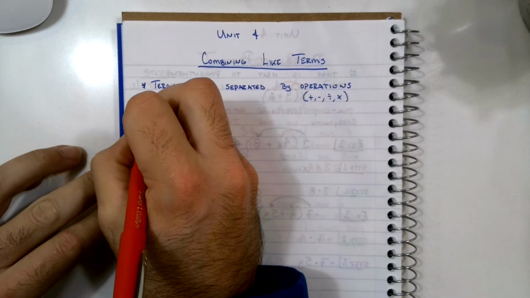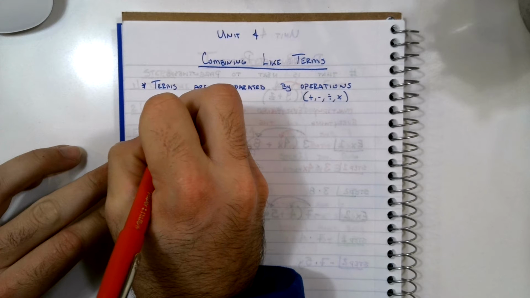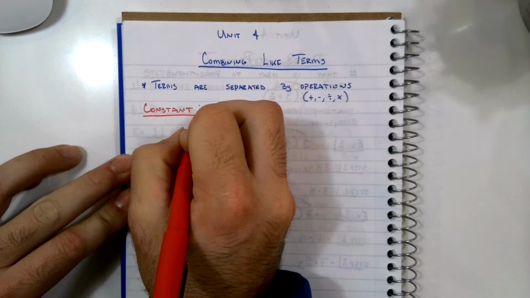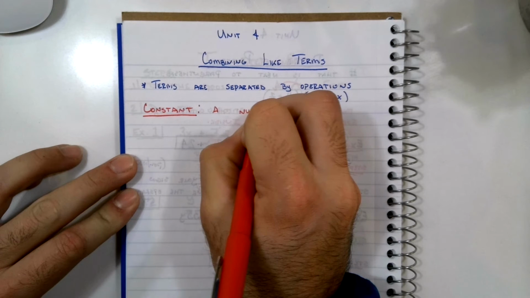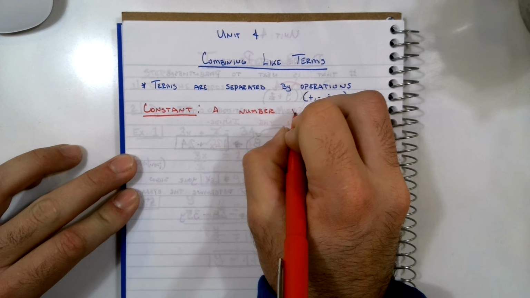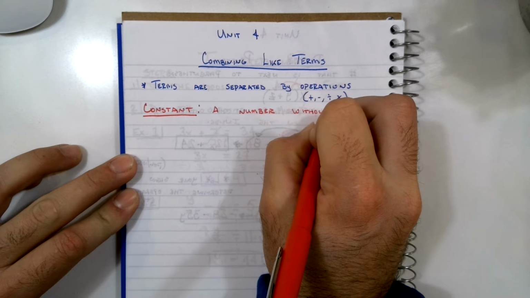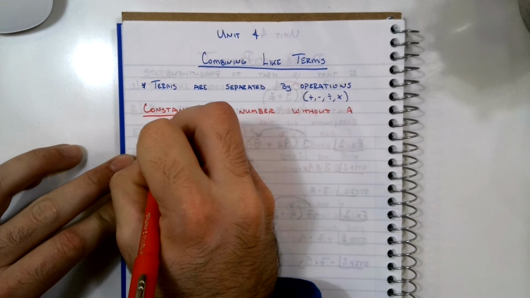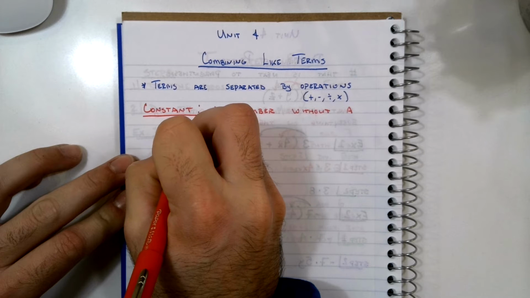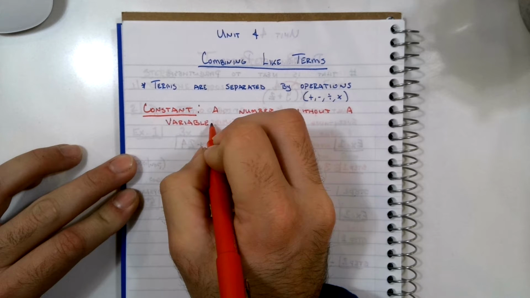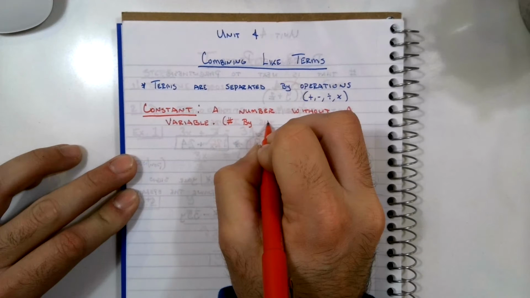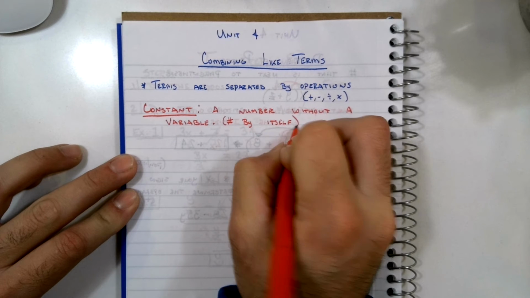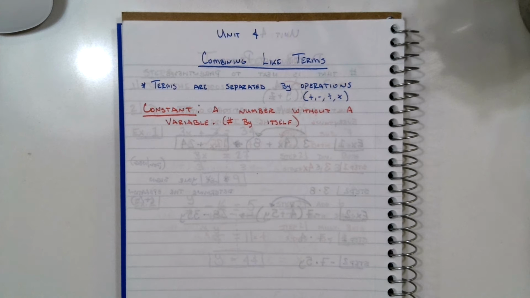A constant, this is a number without a variable. Okay, it's a number without a variable. Or you can think of it as it's a number by itself. Okay? That's a constant. It's a number without a variable, or it's a number by itself.